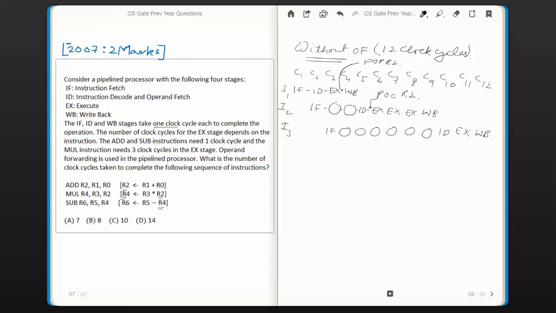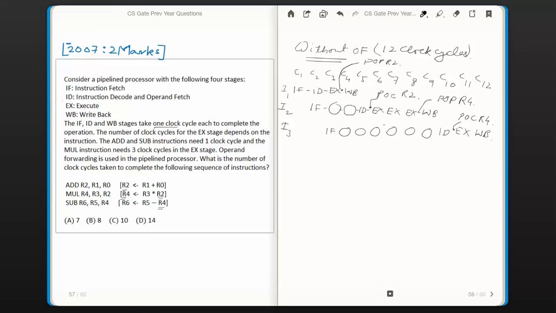Similarly, the point of production for the new value of R4 is at the output of the execution stage of the second instruction. So this is the point of production for the new value of R4. Even before the new value of R4 is written back in the register R4, it is available in this pipeline at the output of the arithmetic logic unit. And this is getting consumed by the execute stage of the third instruction. So this is the point of consumption for the new value of R4.